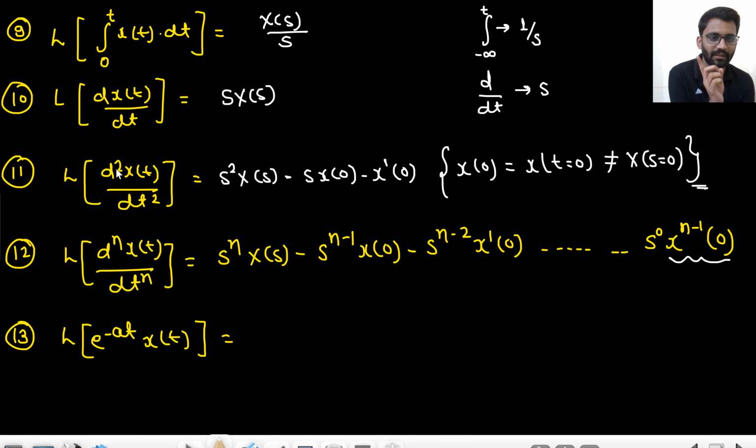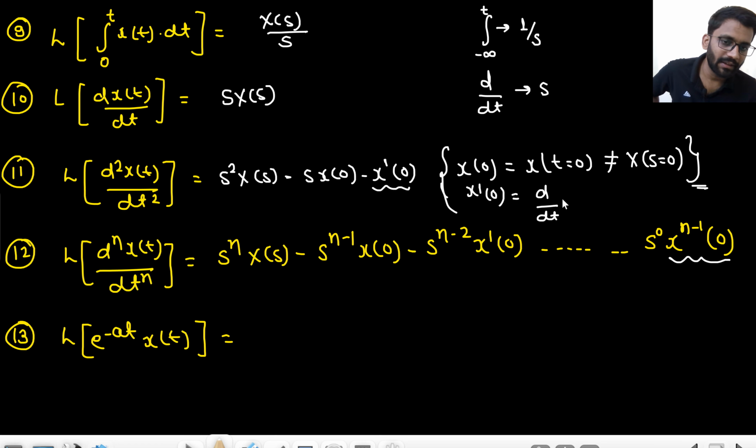Like, if the differentiation was done twice here, eventually we are differentiating only once. And what do you mean by x dash (0)? That is also important. Okay, what do you mean by x dash (0)? That is d by dt of x(t) at t equals 0. Okay, let's just assume if your x(t) is 5t.